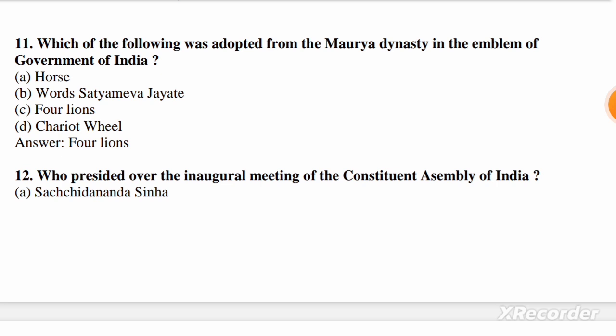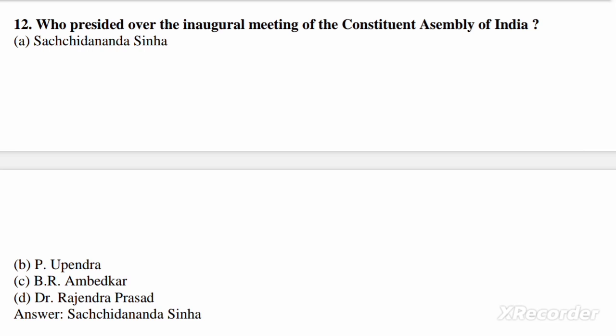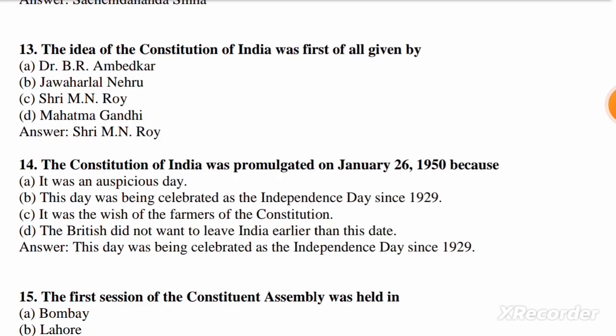11. Which of the following was adopted from the Maurya dynasty in the emblem of Government of India? Answer: 4 lions. 12. Who presided over the inaugural meeting of the Constituent Assembly of India? Answer: Sachchidananda Sinha. 13. The idea of the Constitution of India was first of all given by Sri M.N. Roy. 14. The Constitution of India was promulgated on January 26, 1950 because this day was being celebrated as the Independence Day since 1929.